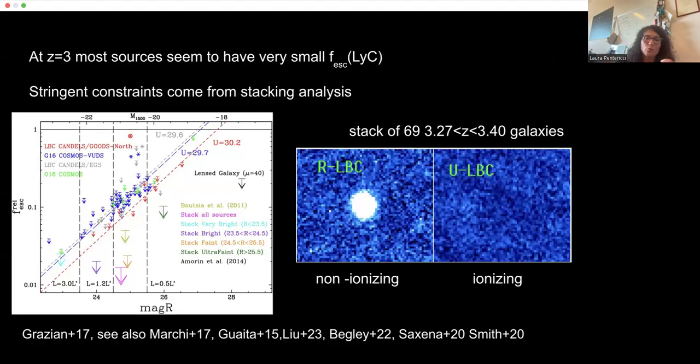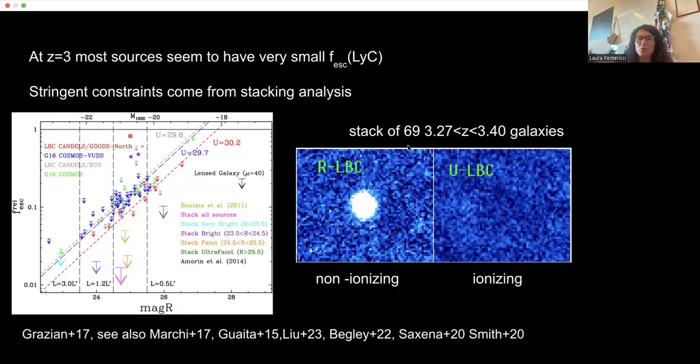So one trick we try to do is actually do stacking analysis. So we stack all the UV continuum, and then we try to see whether in the narrow band that encompasses the ionizing radiation, we see some average signal. So in this way, we can probe deeper limits. Even so, in most cases, we see nothing.